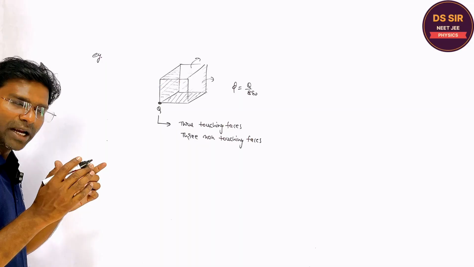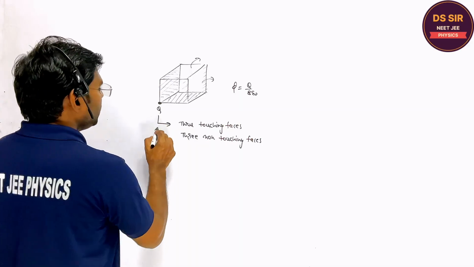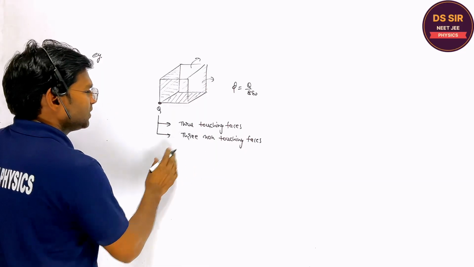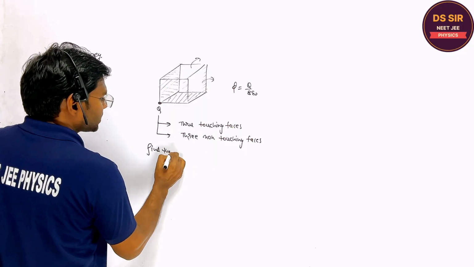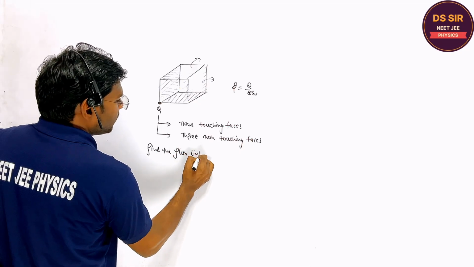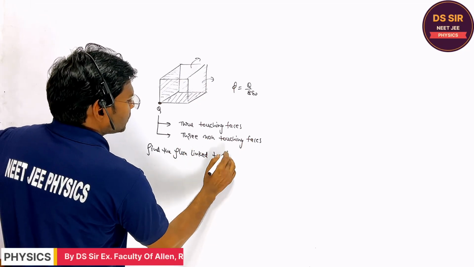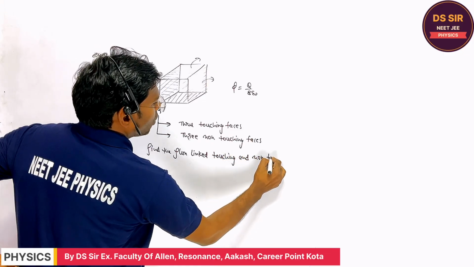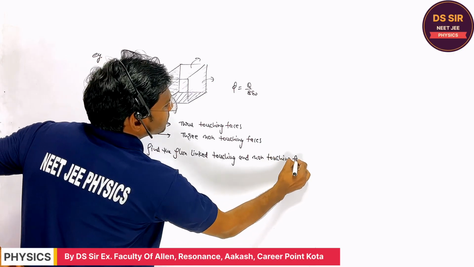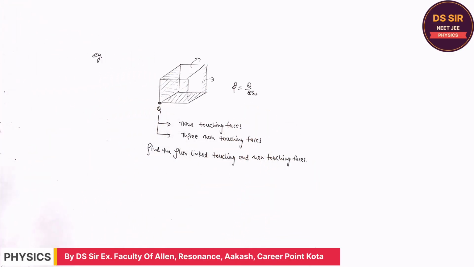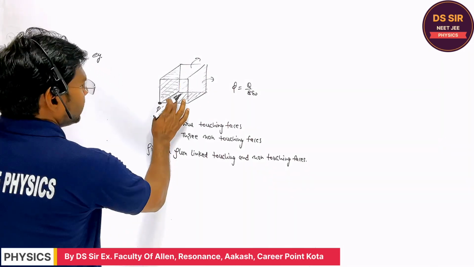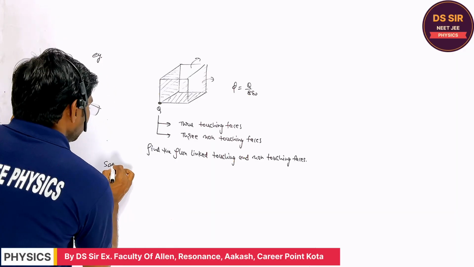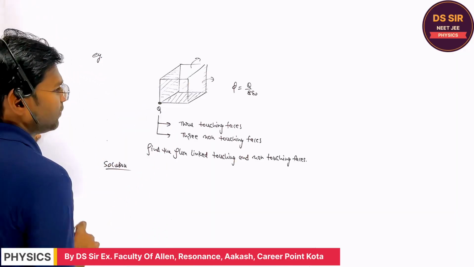If the charge q is placed at the corner of the cube, there will be 3 touching faces which are touched by the charge. There are 3 non-touching faces. Find the flux linked with touching and non-touching faces. This is the question, right? Copy this. So listen one thing. There are 3 touching and 3 non-touching faces. You understand? First, I will try to find the flux linked with the touching face, right?